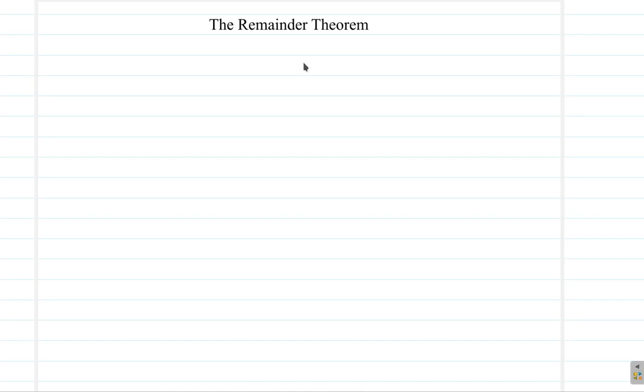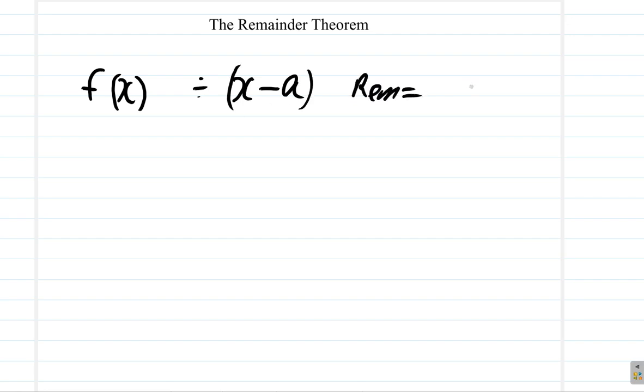Let's look at the remainder theorem again. Now, remember, basically what it says: if you have a polynomial f of x, and it's divided by x minus a, the remainder will be f of a. Alright? So if you substitute a for x and work it out, what you get will be the remainder if you do the actual division.